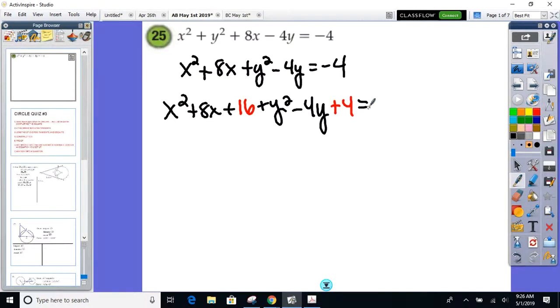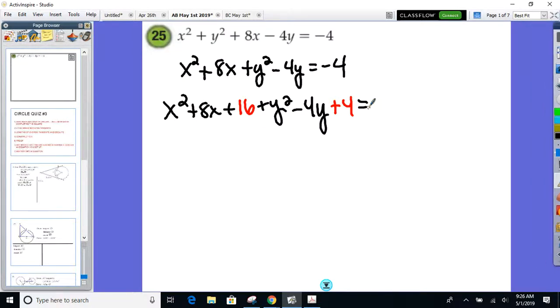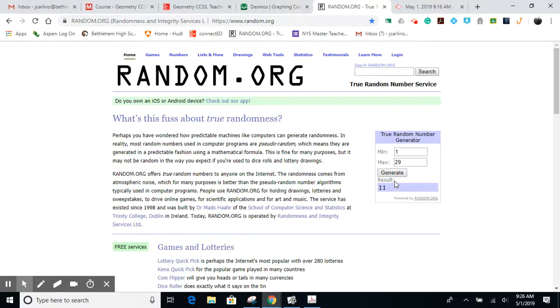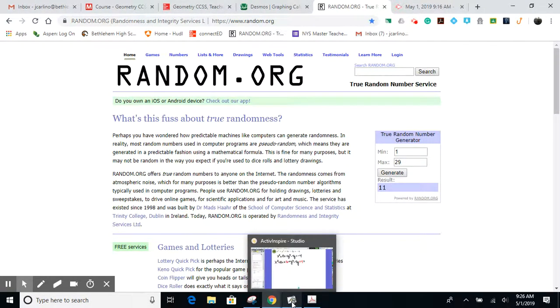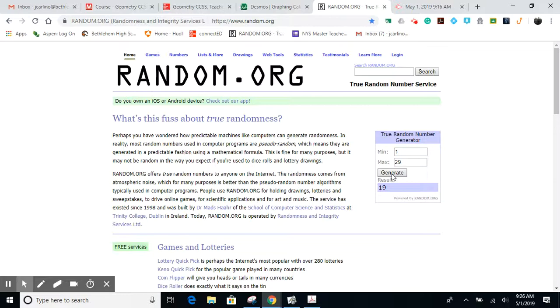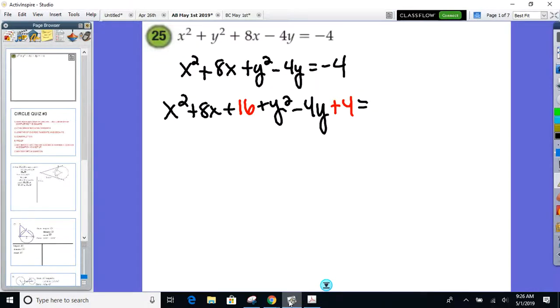And I worry that you're going to forget this step. It's unbalanced. What do I still have to do to the right side? Whatever you added to the left has to be added to the right.